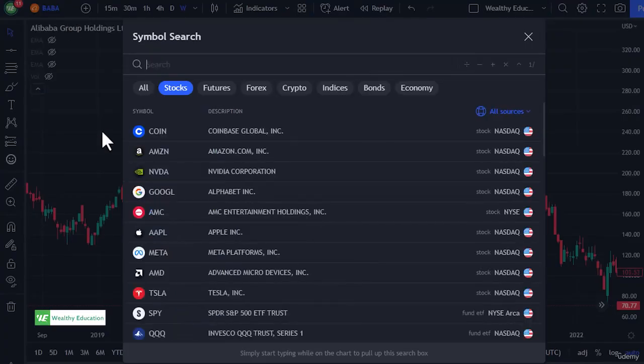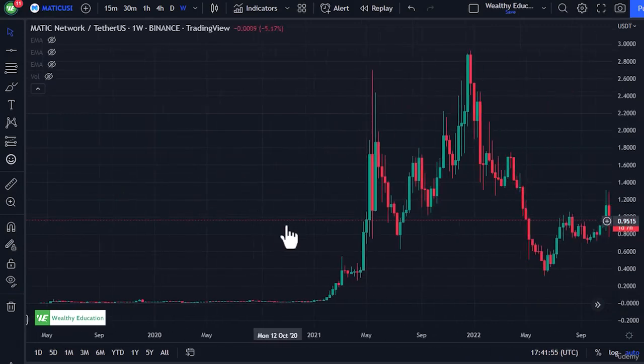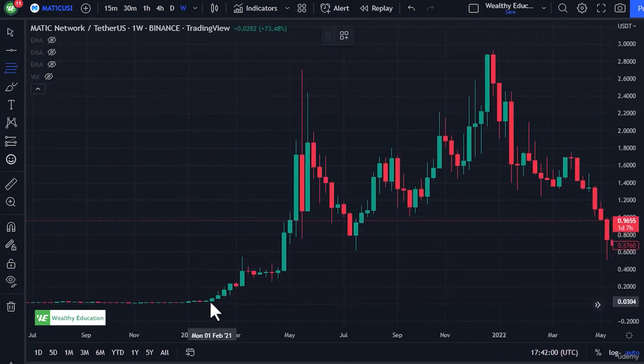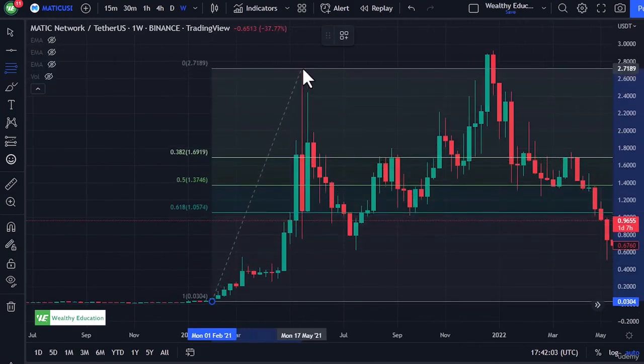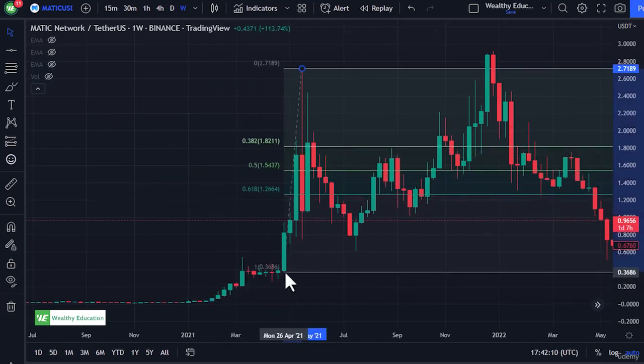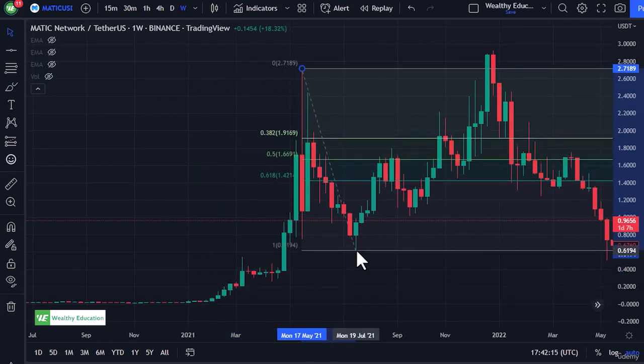So let's go from Alibaba to something crypto. You can see here that we blew through the 61.8% level. So it doesn't mean that it has to work. And in fact, it didn't there. The problem is now that we're clearly in a downtrend, we've pulled back to the 50% Fibonacci retracement level and then went higher.